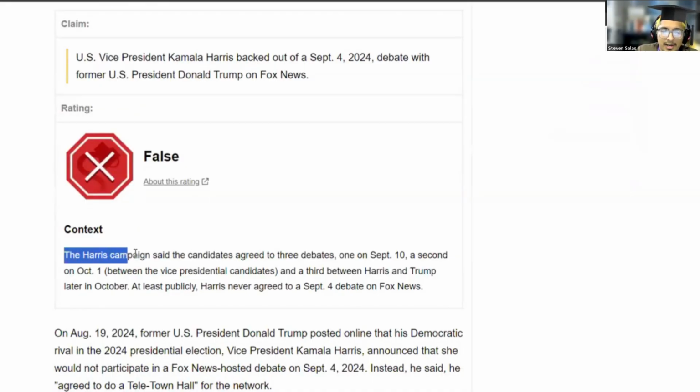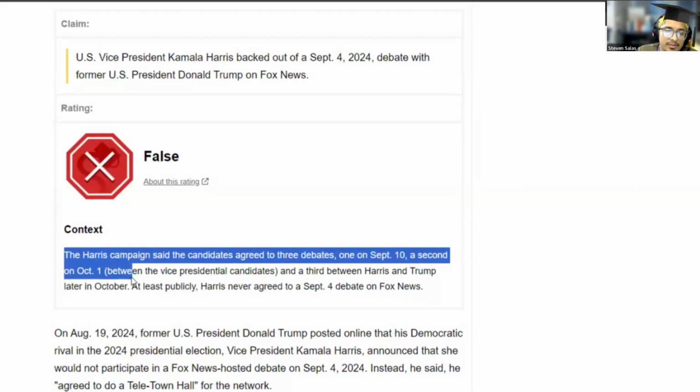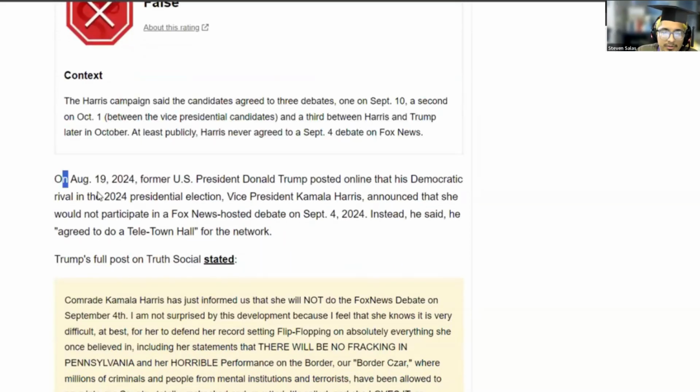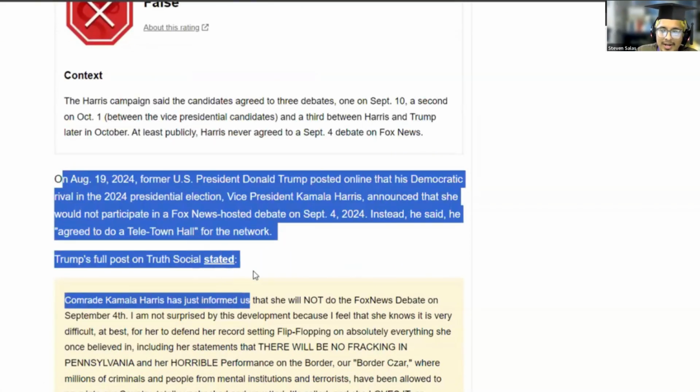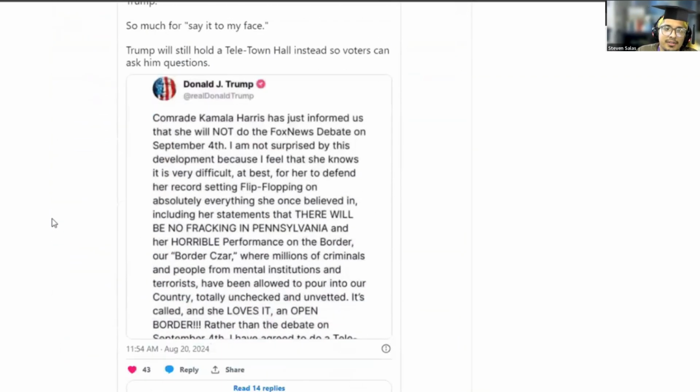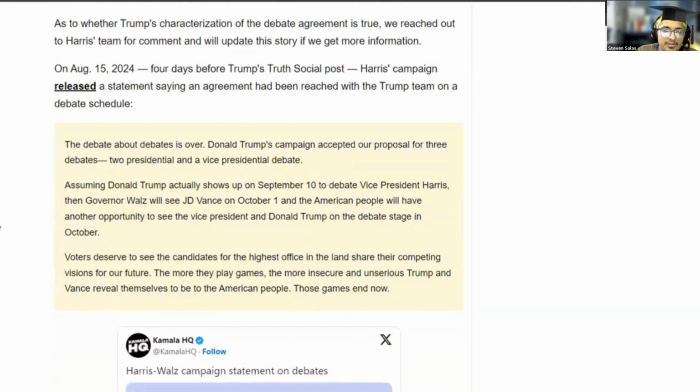Context: the Harris campaign said the candidates agreed on 3 debates, one on September 10th, a second on October 1st between the vice presidential candidates, and a third between Harris and Trump later in October. At least publicly, Harris never agreed to a September 4th debate on Fox News. They give you not only why it's false, but background on where people hear this from. And oh my goodness, they're giving you social media screenshots and stuff.